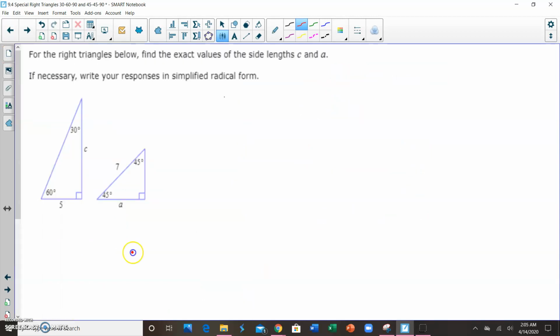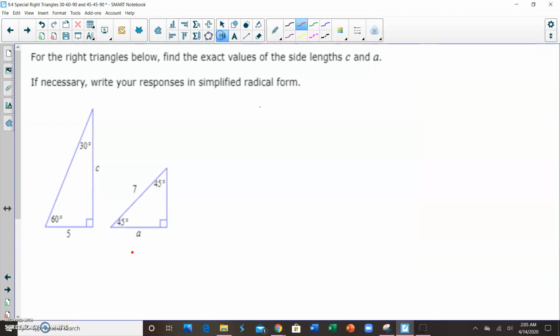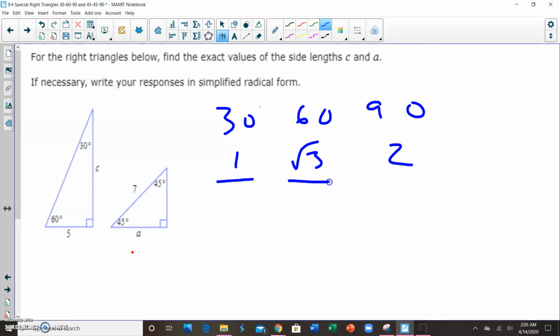All right, so let's do some problems that are going to look like your homework. For this problem, I'm going to look at the 30, 60, 90 first. With the 30, 60, 90, that's 1, root 3, and 2 every single time. That's how you set up a 30, 60, 90. Across from the 60 is c, so I'm going to put that there. Across from the 30 is 5, so I'm going to put that there.